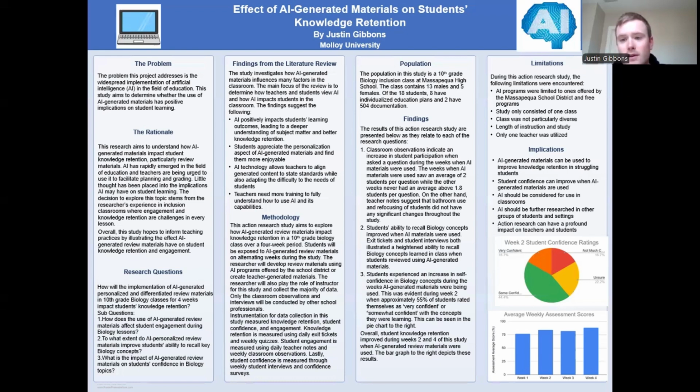All right. So during this study, we did encounter some limitations. During this action research study, the following limitations were encountered. AI programs were only limited to the ones that either Massapequa School District already offered and paid for, or any free ones that were available on the internet. The study only consisted of 1 class. So unfortunately, we were only able to use this 1 class of 18 students. The class was not particularly diverse. Yes, they did have IEPs, 504s, or were just general education students, but it was majority a white class, middle class income, so it wasn't really particularly diverse in those aspects.